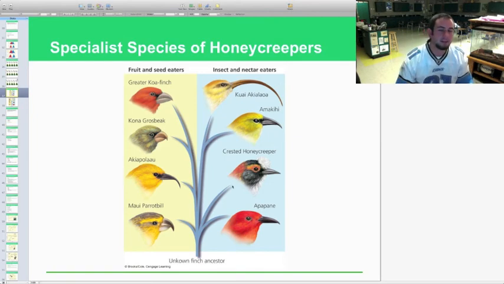So they've actually lived in the same exact habitat, but are feeding on different things and have adapted their beaks over thousands of years through evolution and natural selection to feed on different things and be able to survive in the same habitat.